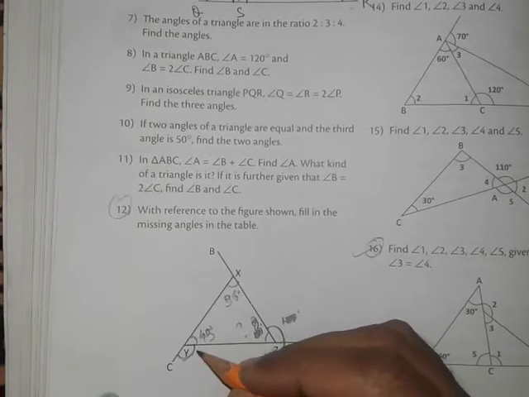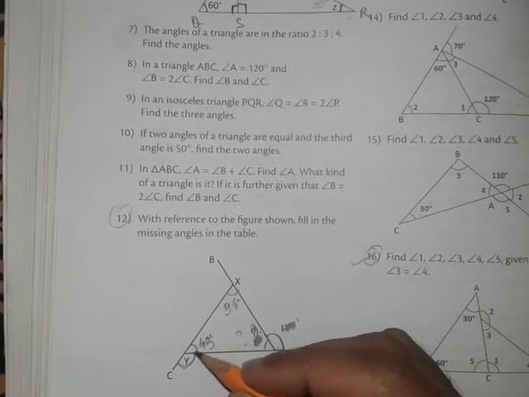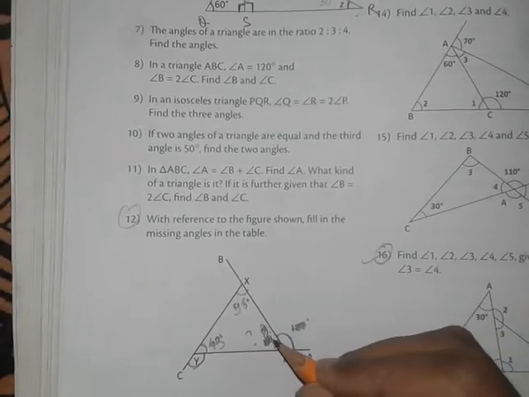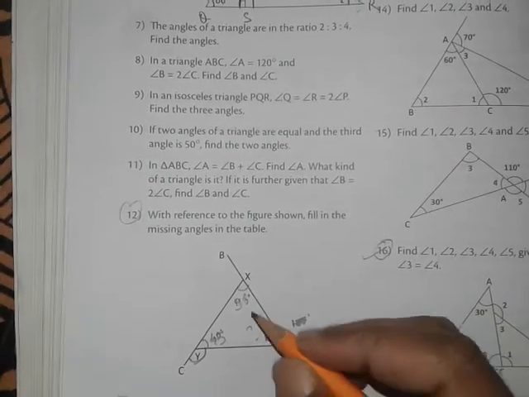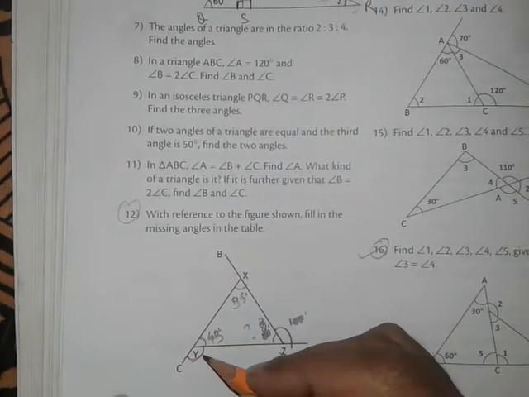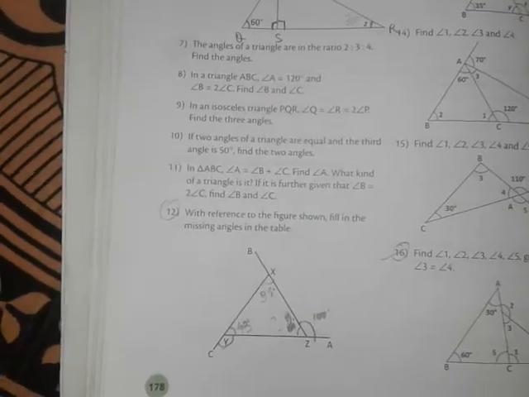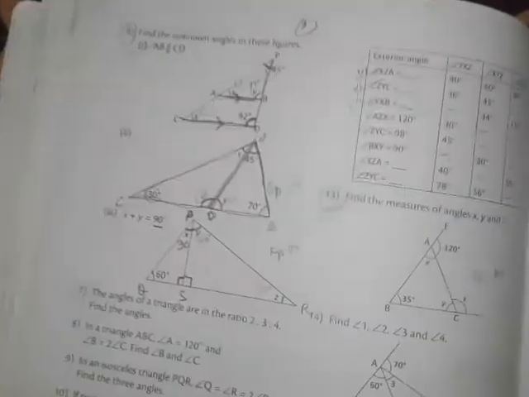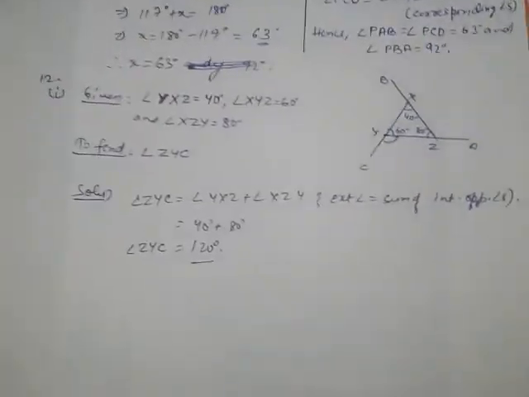So you can find this one by linear pair again, or else first you find this angle in the triangle by the angle sum property, and then you add these two, you get the value of this one also. So I have solved two questions from this table, the first two questions of this table. So let's see how I have solved.